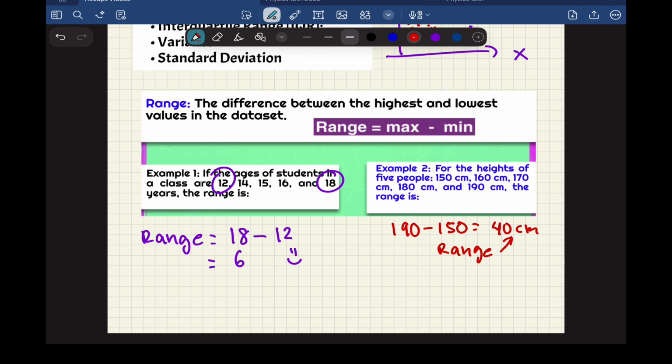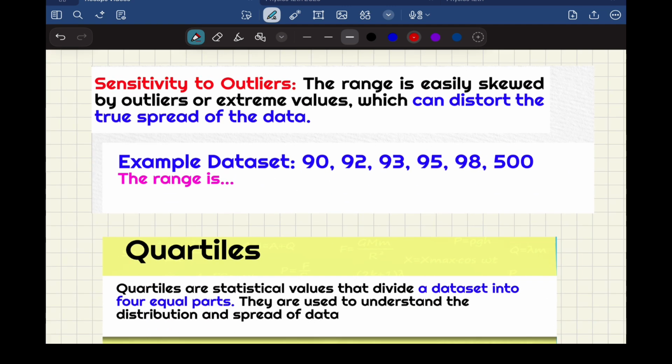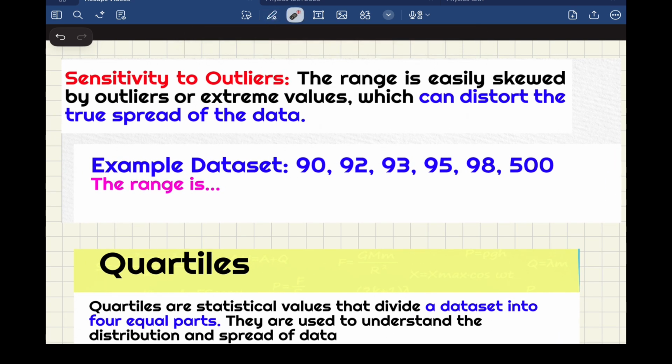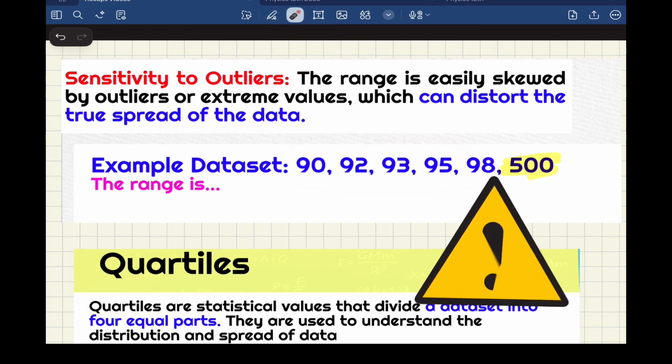Okay, if you remember, we had something called outliers. The outliers are values that are super big or super small. So basically they are super different. So what happens when we have an outlier? So here, if we have this data set 90, 92, 93, 95, then suddenly we have this one, the 500. This is an outlier because it's super different from these values.